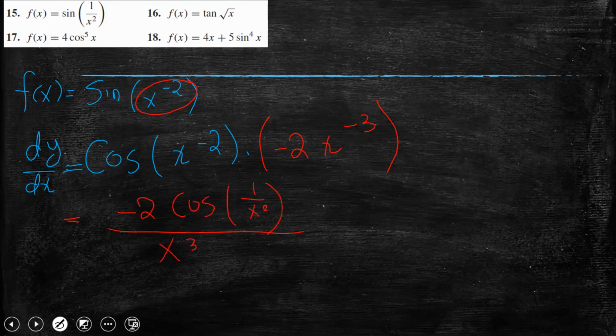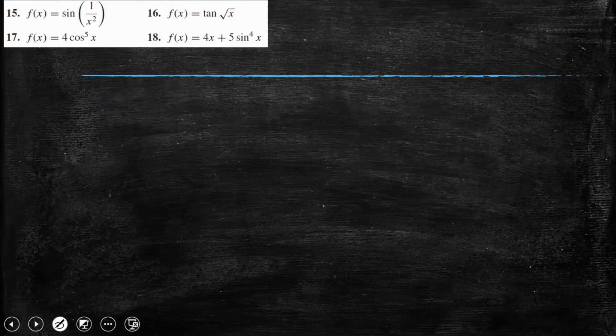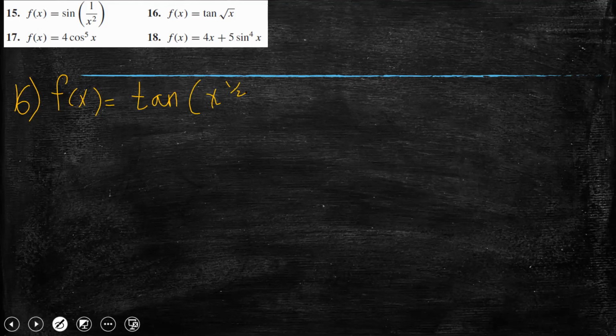Yes, teacher. Do you have any question before I go to 16? No, teacher. Okay. Now number 16. F of x equals tan x raised to the power half. I think it has the same idea, so let's go to 17.